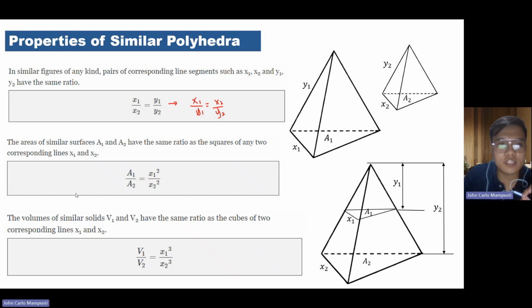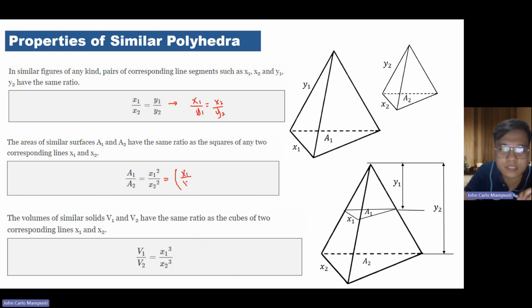So for the ratio of area, the area of similar surfaces, A sub 1 or area 1 and area 2 have the same ratio as the square of any two corresponding lines. Pwede, at ito, pwede siyang x sub 1 and x sub 2 or y sub 1 and y sub 2. Parehas lang to, since diniscuss na natin na pwede siyang i-arrange ng ganito. As you can see, this is square and this is also square. So, pwede nating ayusin.